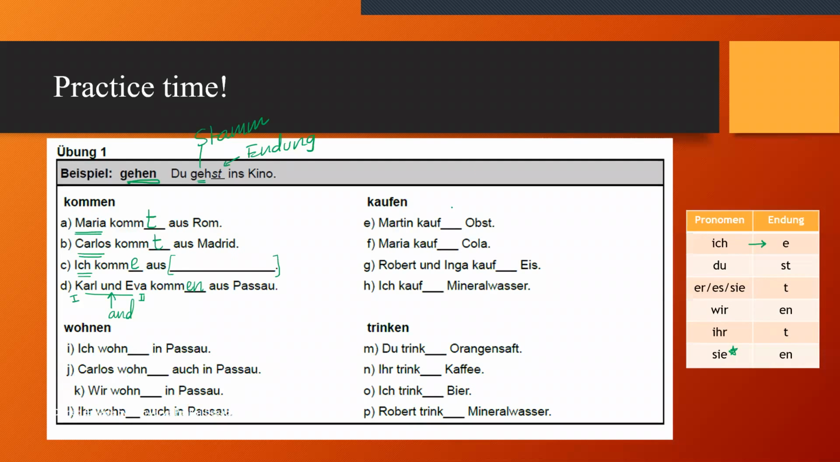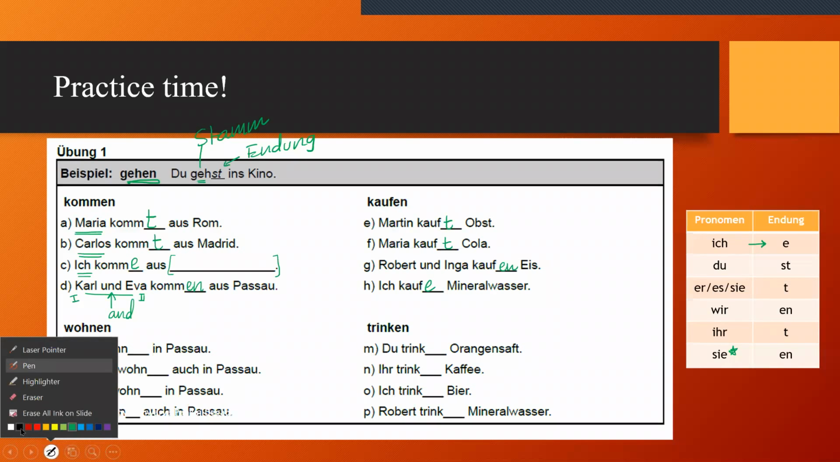Martin. Ma'am, T. Very good. Martin kauft Obst. Okay, then Maria. Ma'am, T again. That is correct. Ma'am, here, En. Very good. And ma'am, in the last one, it is E. Only E. Perfect.